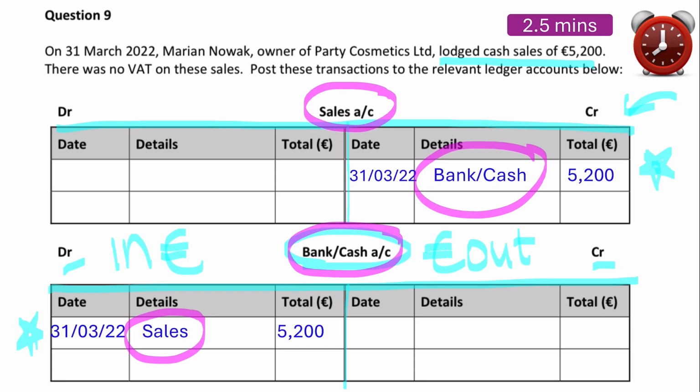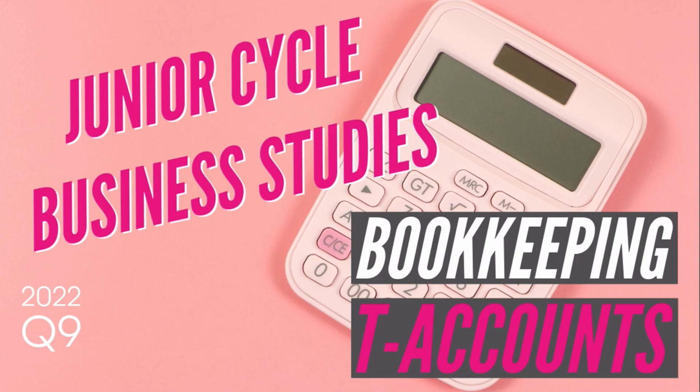So just go with what you know first, I suppose. So the bank, money in, debit side, credit is money out. And that is that question 9 complete.